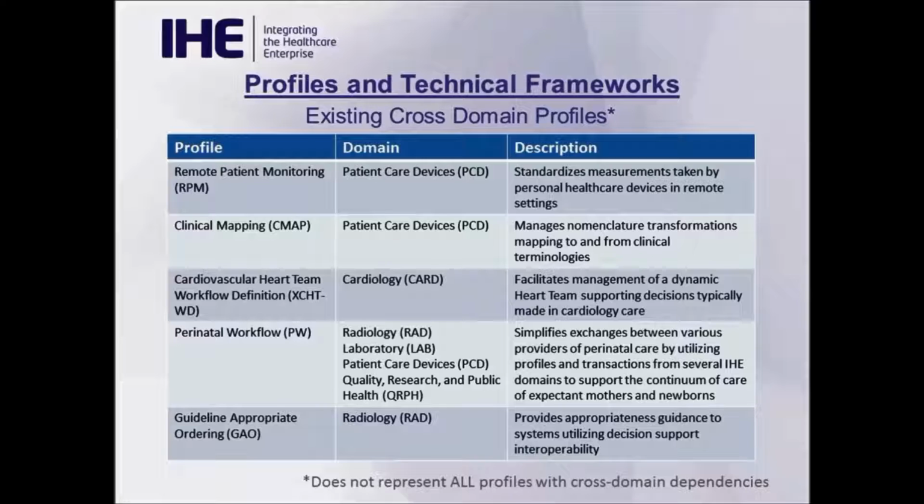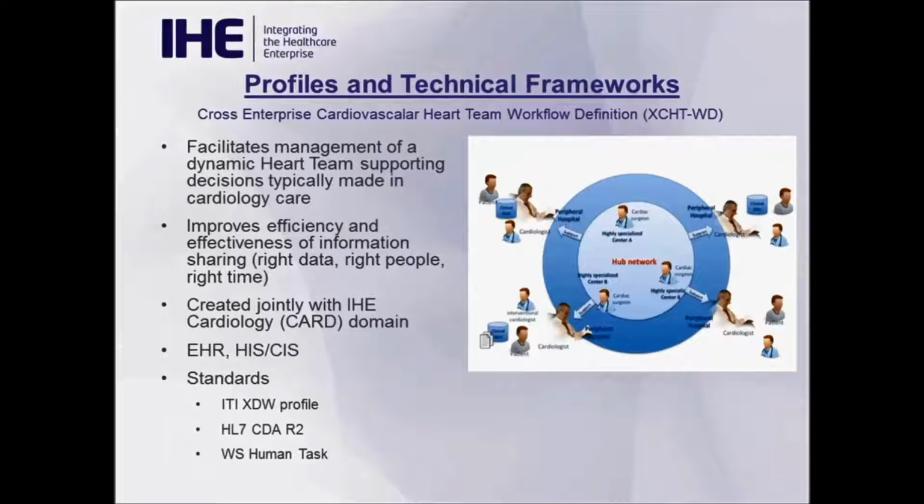So we want to take a minute to look at the profiles that we are working on this year, and we're in the process of publishing. We'll talk about our life cycle and our schedule in just a minute, but we're at the end of our trial implementation publication period. So we're finalizing those things, and those should be published, I believe, in the next week or two, or maybe three. This is one of the profiles that we've been working on this year: cross-enterprise cardiovascular heart team workflow definition. Don't try to say that five times really fast. You'll get tongue twisted, I imagine.